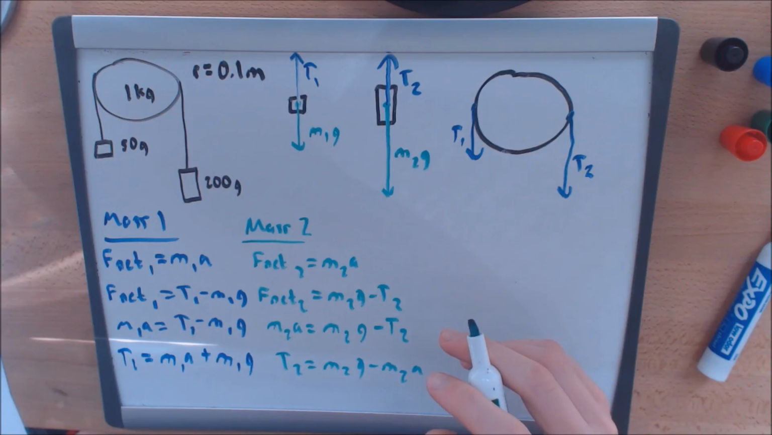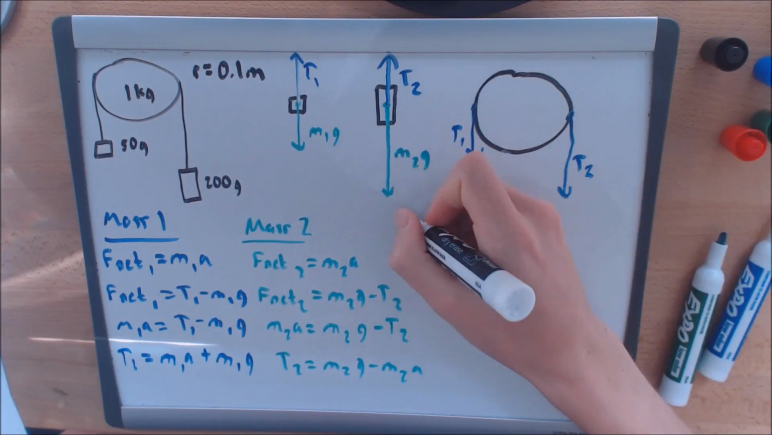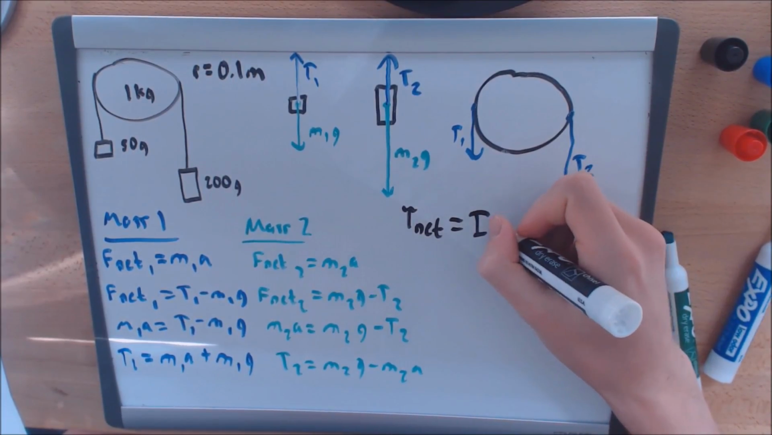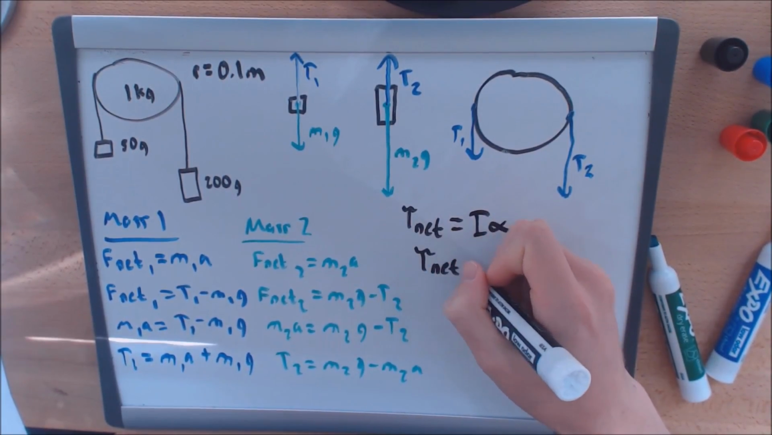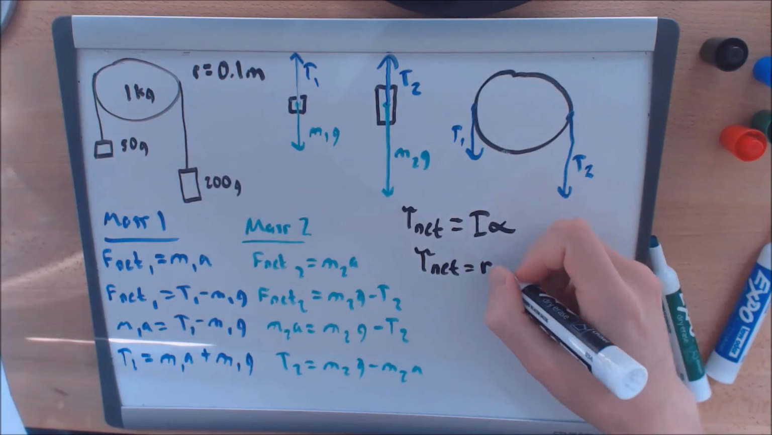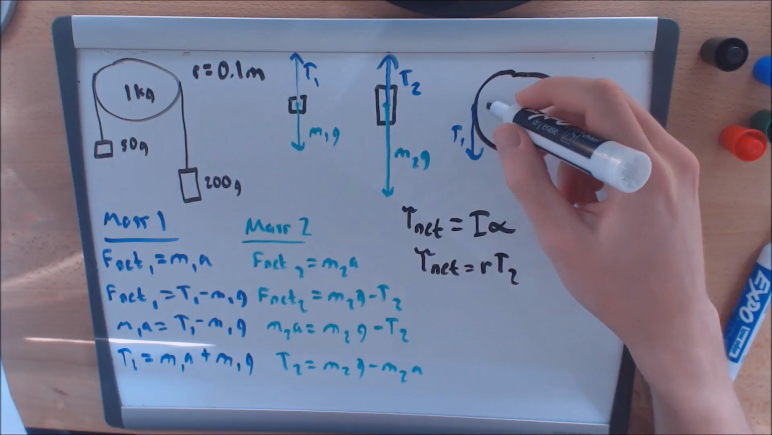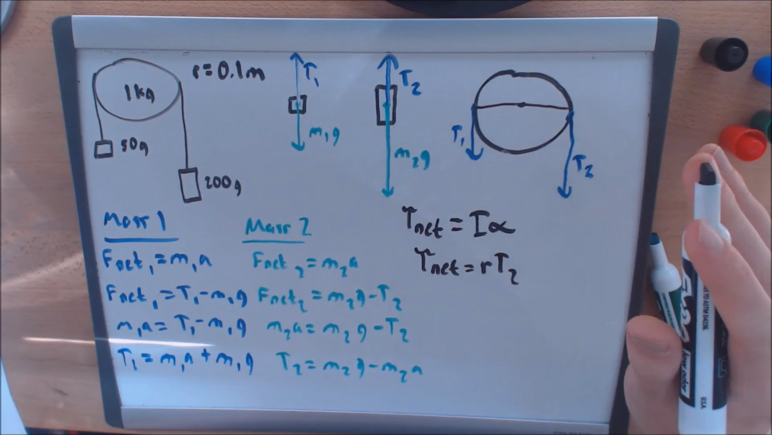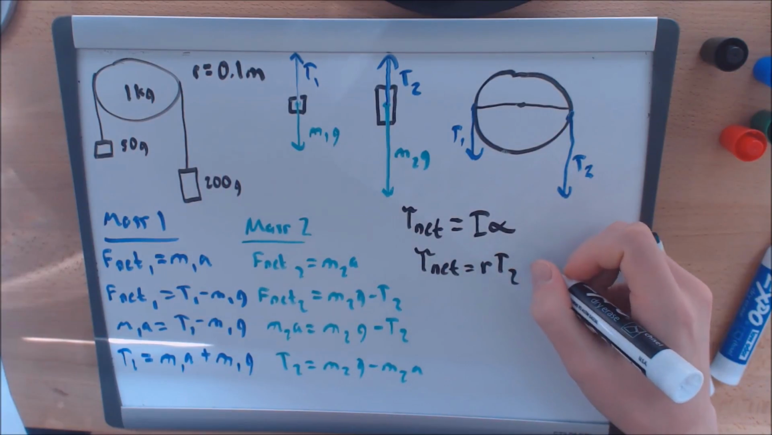Next thing we need to do is use the torque concept. So we're going to say our net torque, because there is torque on this disk, torque net is equal to the inertia of the object times its rotational acceleration, which we express as alpha. And torque net is also equal to the distance the torque is applied times T2, and then we would also say times the sine of the angle, but since it's at a 90-degree angle relative to a flat plane, it's going to be sine of 90, and that's going to be 1. So torque net is just going to be RT2 minus RT1.